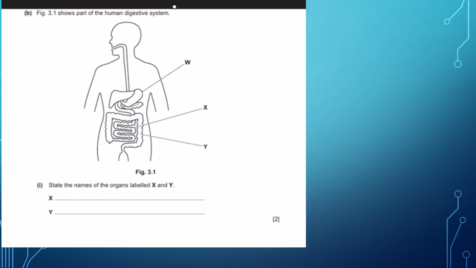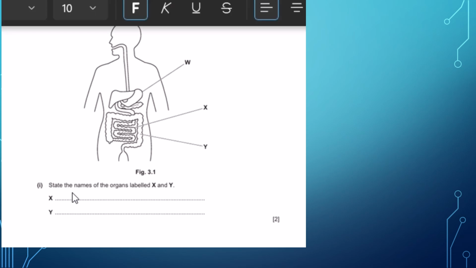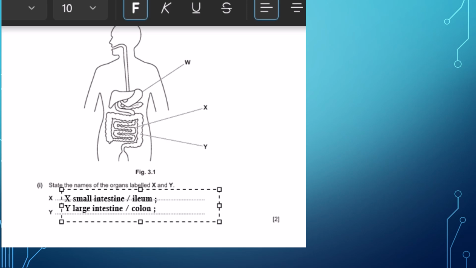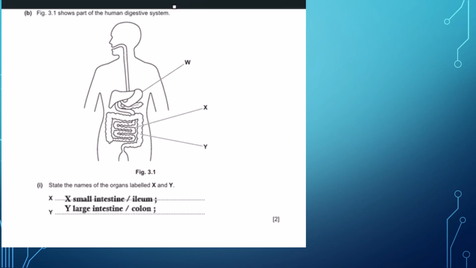This next one looks at the human digestive system, and this is the same as figure 7.8 in your book. They ask us to state the names of the organs X and Y. X is the small intestine, or the ileum, and Y is the large intestine, the colon. So looking at the figures in chapter 7 can also be quite a good idea here.